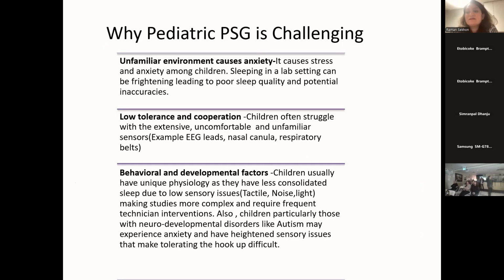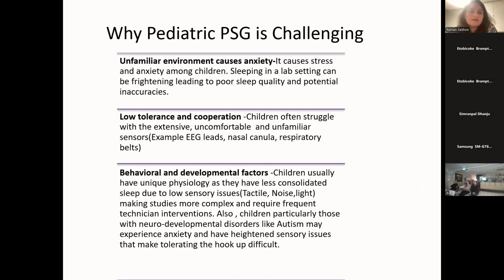Children have less consolidated sleep, often requiring increased labor-intensive adjustment by the technicians during the night. High rates of cannula failure occur due to displacement, like they take out the cannula, or because of nasal secretions or mouth breathing, which is commonly seen in children.